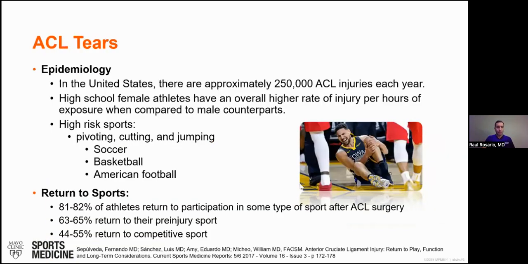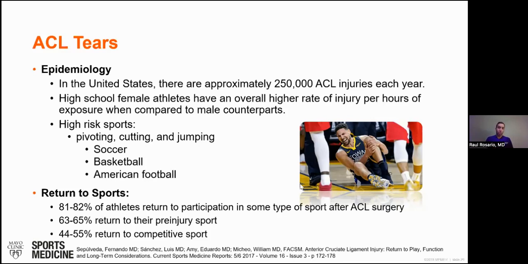So in terms of epidemiology, there's 250,000 ACL injuries each year in the United States. It's more common in females, especially at the level of high school. We see more injuries in males because more males play sports, but when you do the analysis with hours of exposure, females are more predisposed to having this injury. High-risk sports are basketball, soccer, or American football due to the pivoting, cutting, and jumping. And this is the problem.